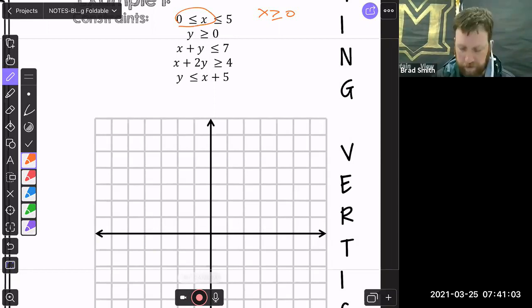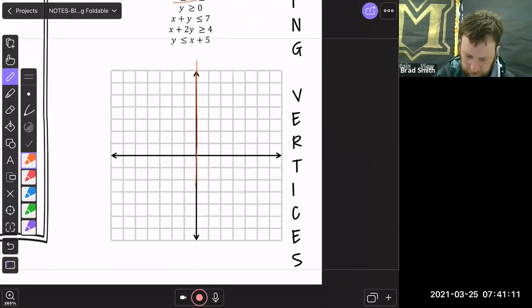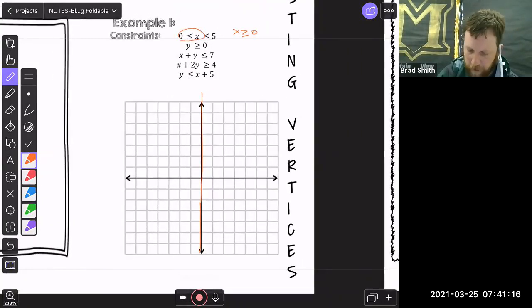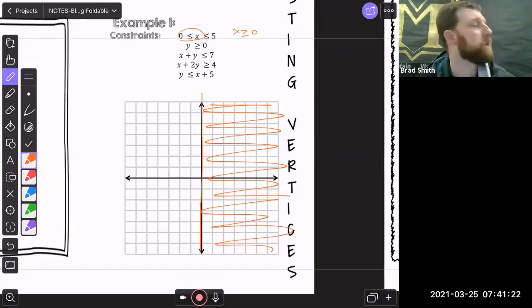So I just flip the signs. X is greater than or equal to 0. It's the same concept. Here's where all my x's are equal to 0. Greater than would shade to this side. This is where all your x's are greater than 0. When you're shading, please shade very lightly because you're going to be drawing on top of things.